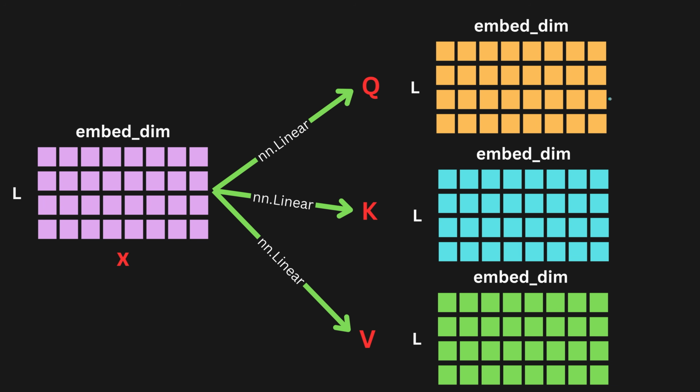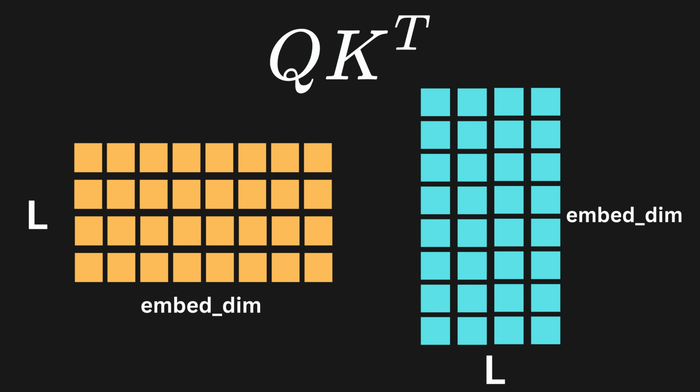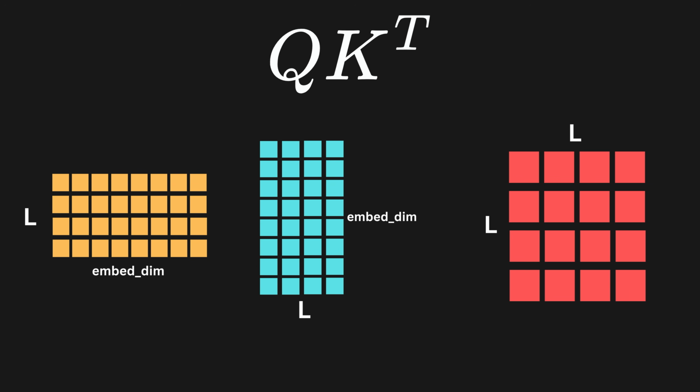And what we do is we first take this data, project it with 3 separate learnable projections to produce queries, keys, and values. We take the queries, the keys, we transpose the keys, we do the matmul between them. This is a sequence length by embed dim by an embed dim by sequence length, producing a sequence length by sequence length attention matrix.